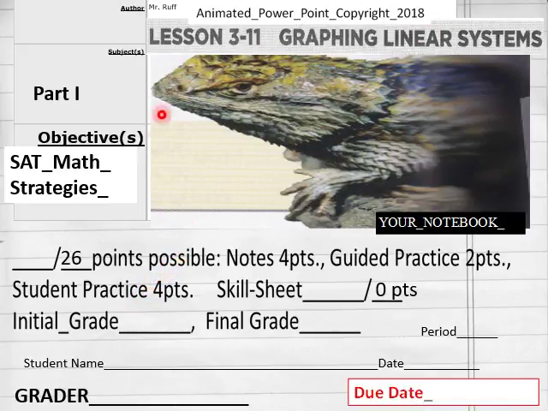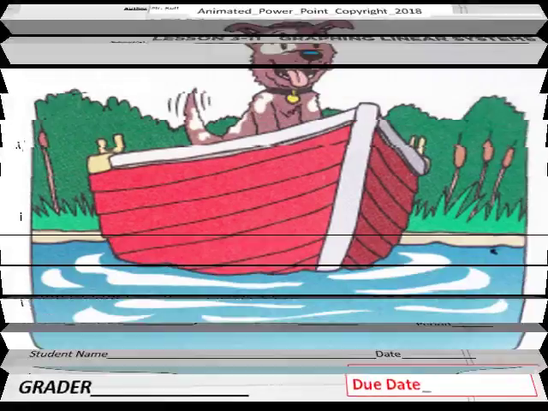3.11 Graphing Linear Systems, Part 1. We've got 26 points of note-taking. We have a skill sheet, but we don't have a skill sheet on this specific lesson.